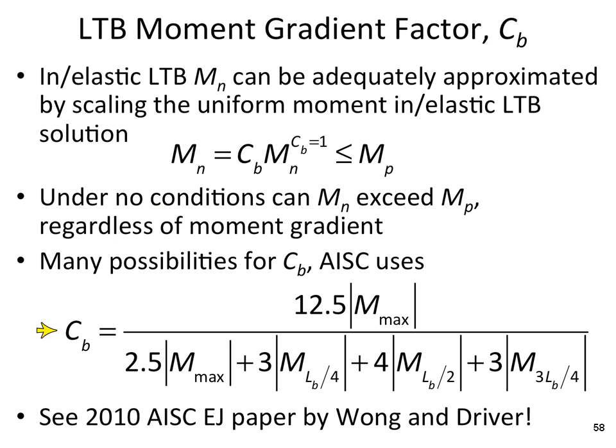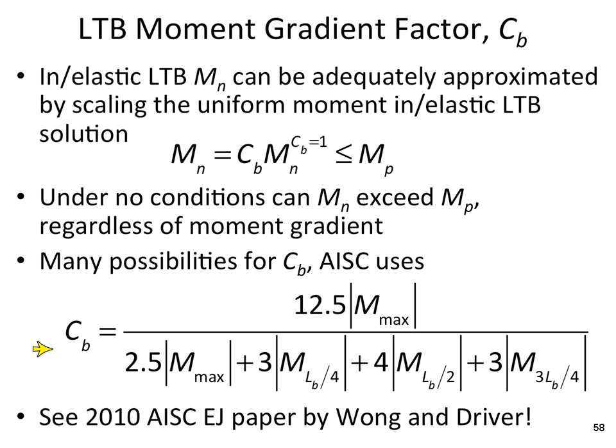There's lots of different equations out there. This is the one that AISC uses, where they more or less sample the moments as you move along the span of the member. And based on the moment distribution from sampling, you can sort of back calculate or estimate a C sub B factor.